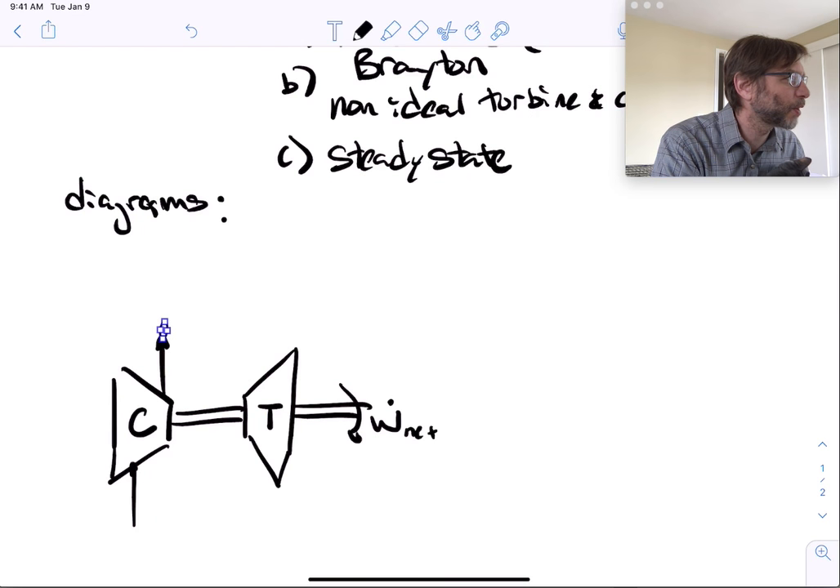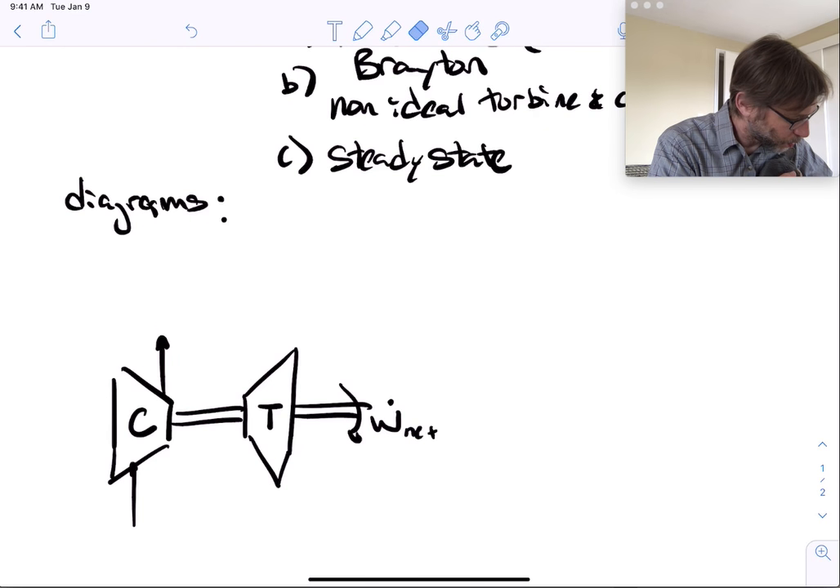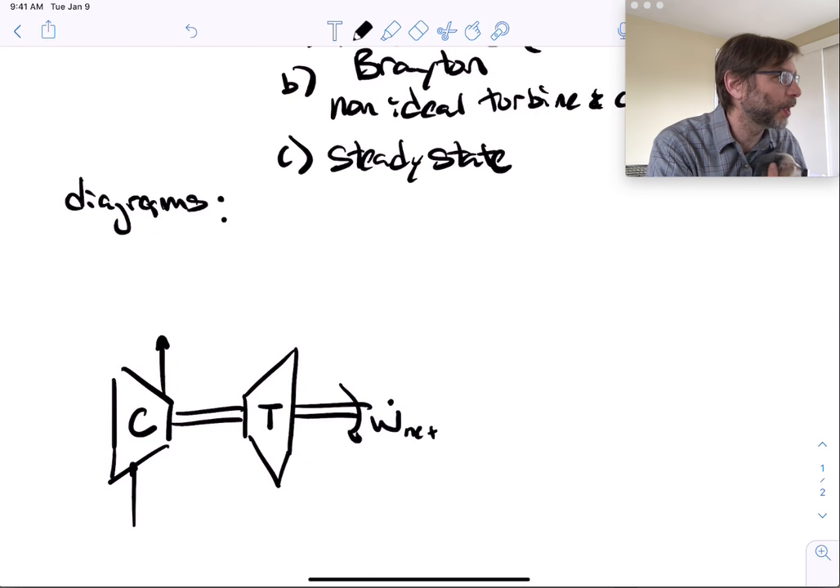Do we have a regenerative cycle here? I don't think so. Compressor and turbine. No, I think we're good. We have pretty much an open cycle. So the compressor comes out and, yeah, I think we're good.